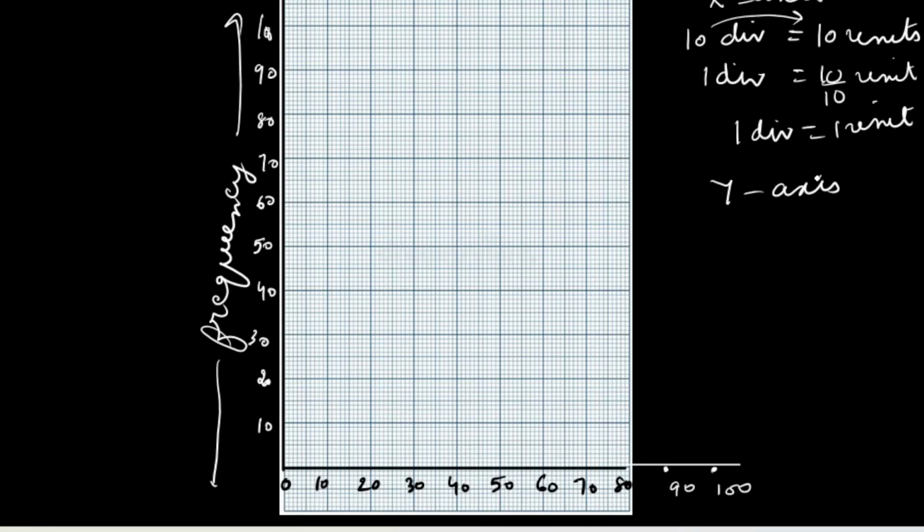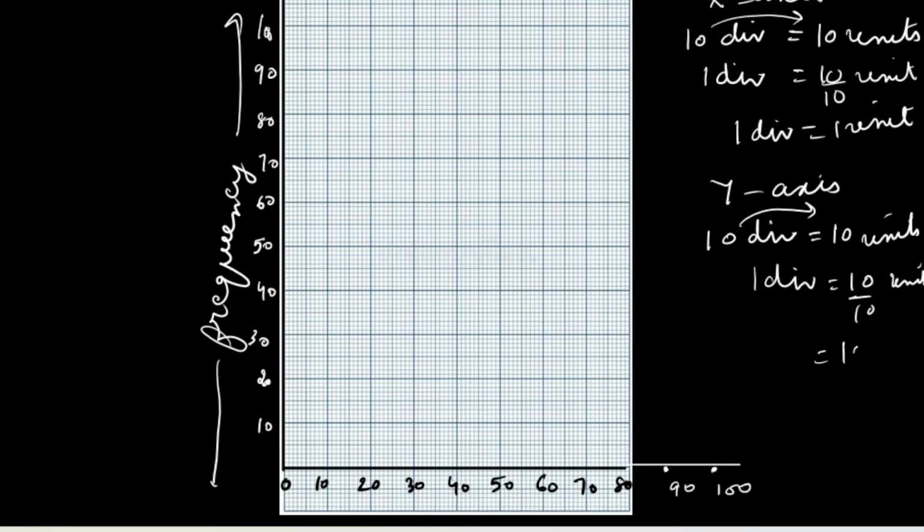Then the y-axis, same thing, because we have taken the same scale along the y-axis also. Again 10 divisions, because each box has 10 divisions. This equals 10 units. We have considered it equal to 10 units. So 1 division equals how many units? 10 by 10, because we are shifting this 10 to the other side, it will get divided. So this equals 1 unit. Graph scale is very, very important. You can write it for both the axes.